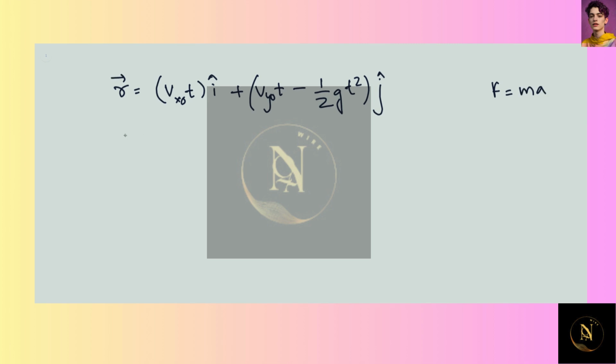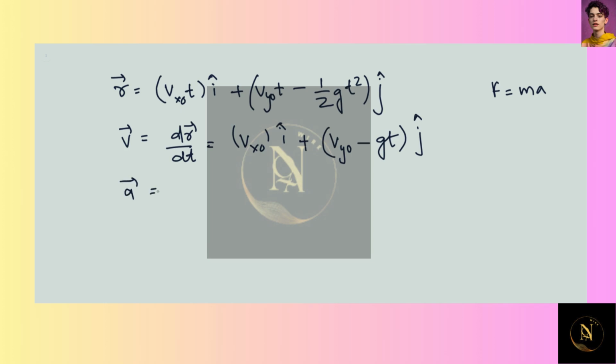So we need acceleration here to find the force using this equation. So let's find that first. First we find V, which is dr over dt. So we differentiate this equation and we get V equal to Vx naught i cap plus Vy naught minus g t j cap.